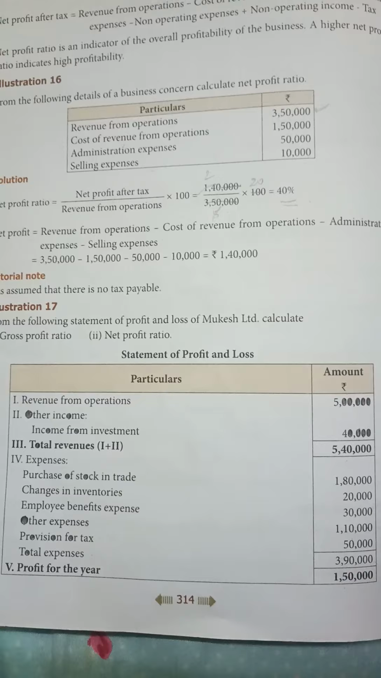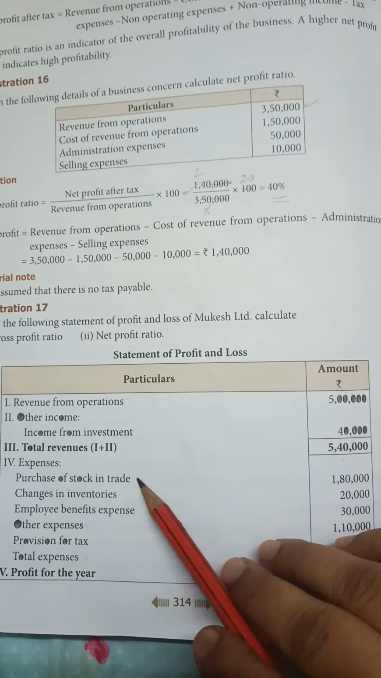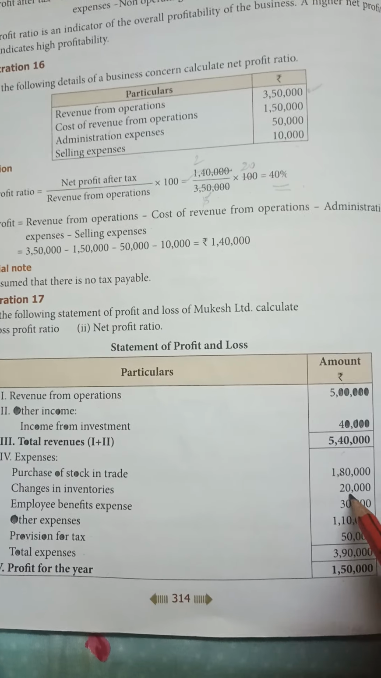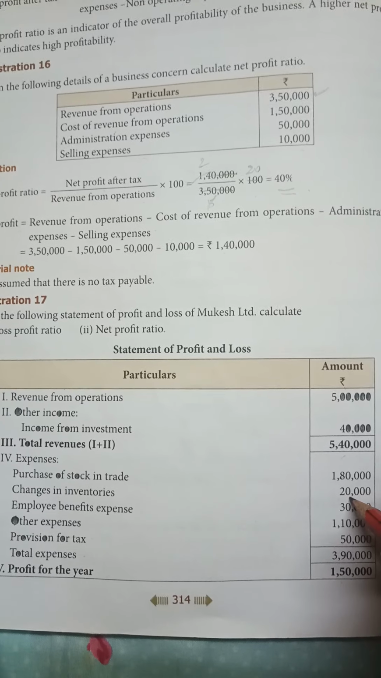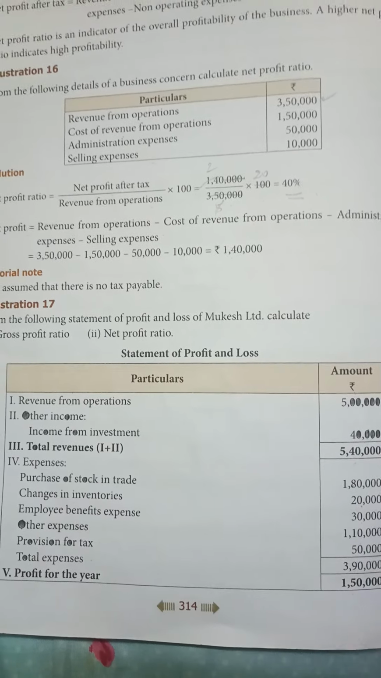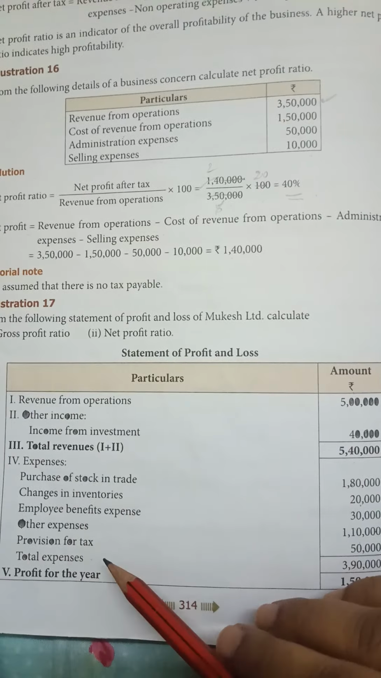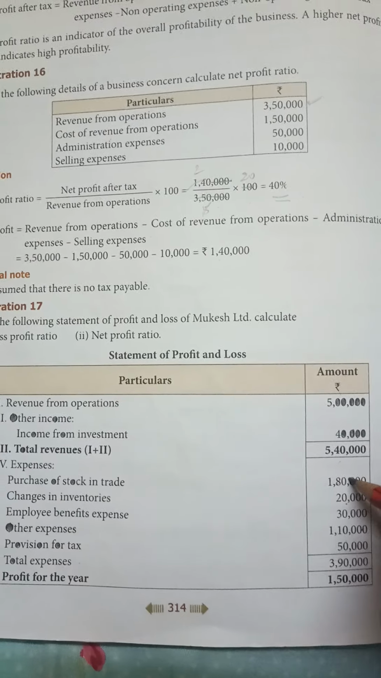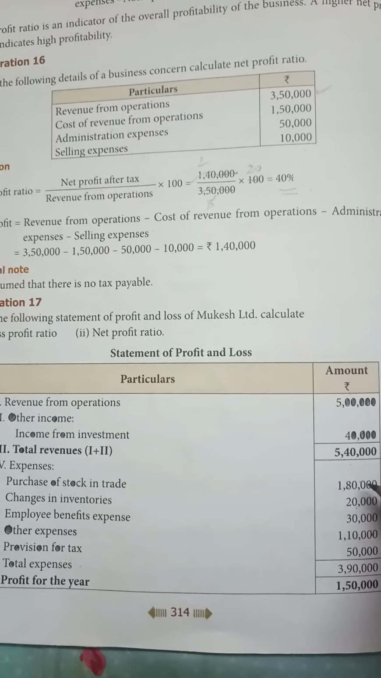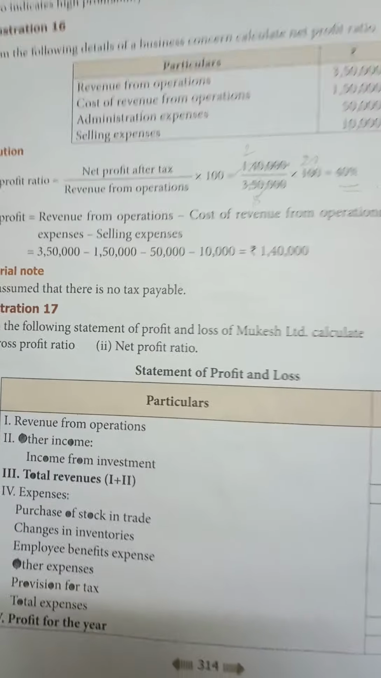So cost of revenue from operations is equal to purchase of stock in trade plus changes in inventories plus direct expenses. So this is the formula for calculating cost of revenue from operations, but we do not have direct expenses here. Instead we have only purchase of stock in trade and change in inventories. Okay, so add these two values, you get your cost of revenue from operations, right?